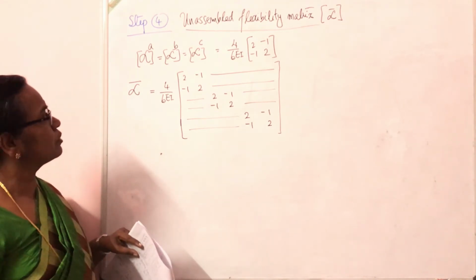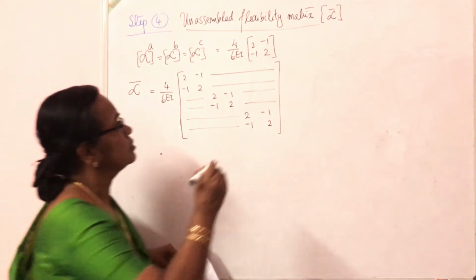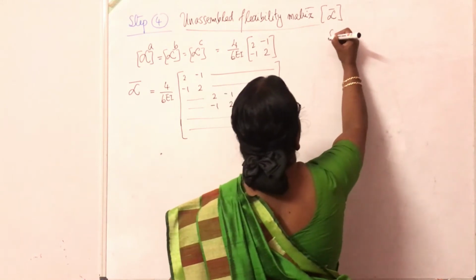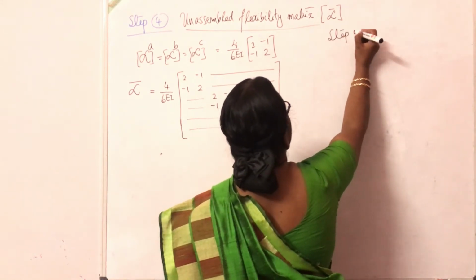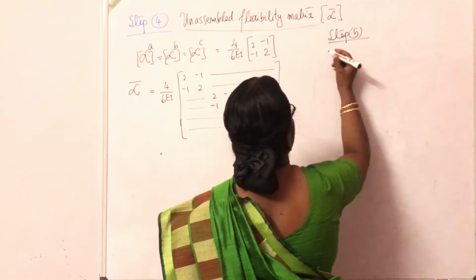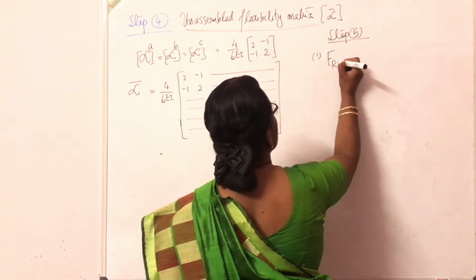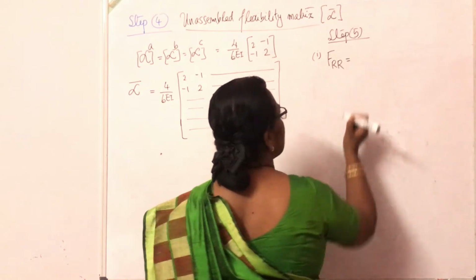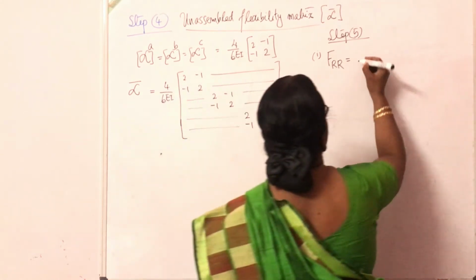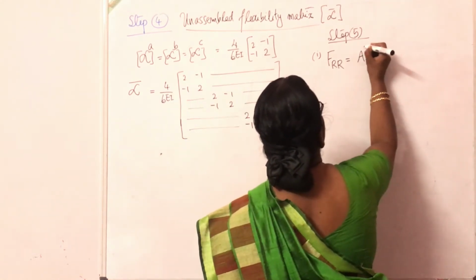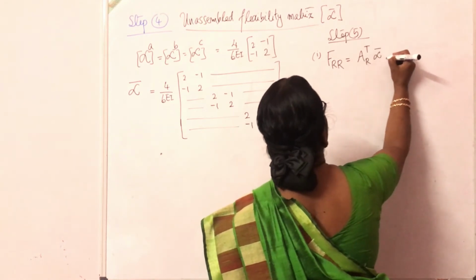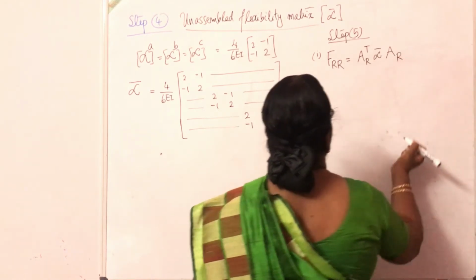Now what is the next step? Step 5 is, different steps are there. We wrote it in a continuous way. FRR, flexibility matrix due to the redundants. FRR is equal to AR transpose alpha bar into AR.